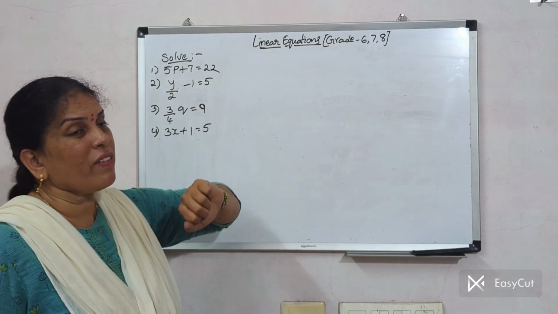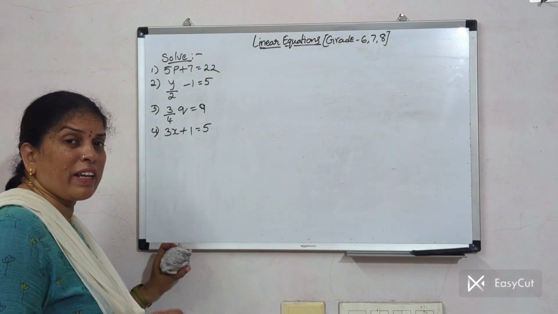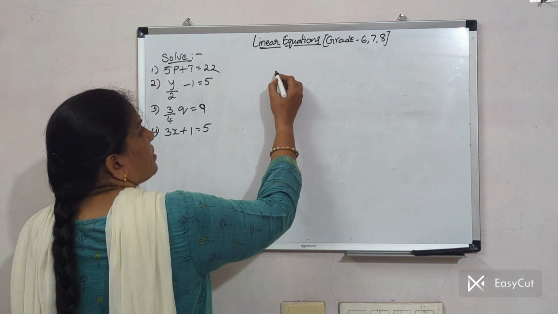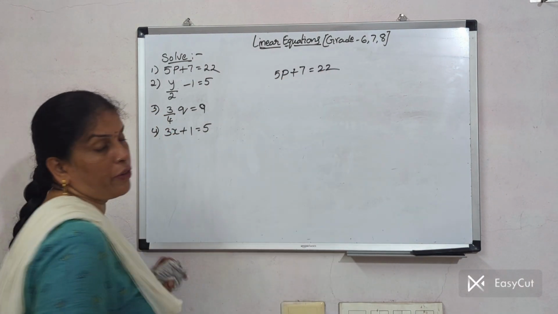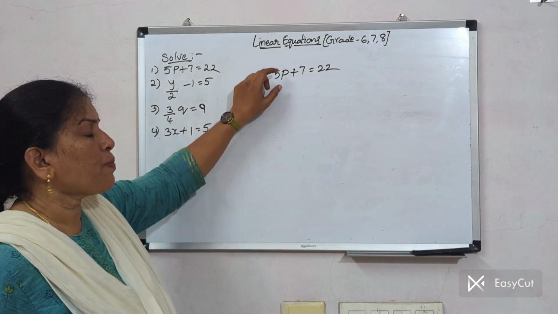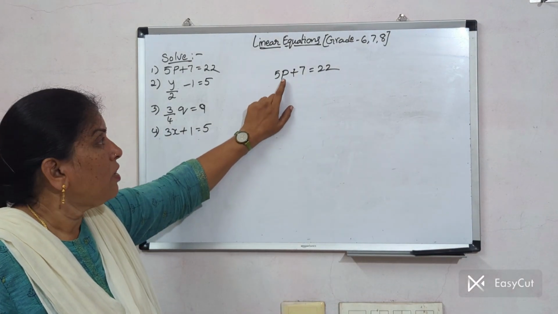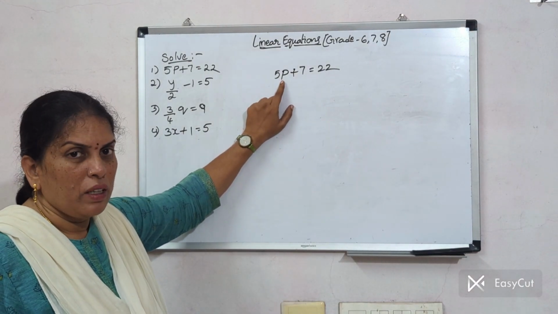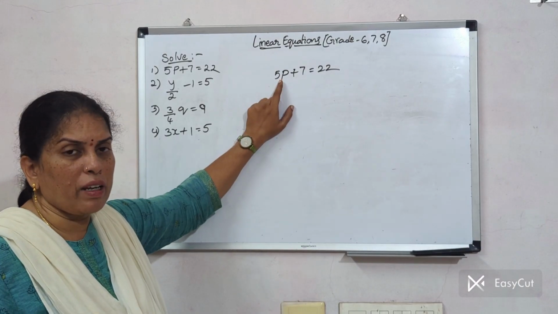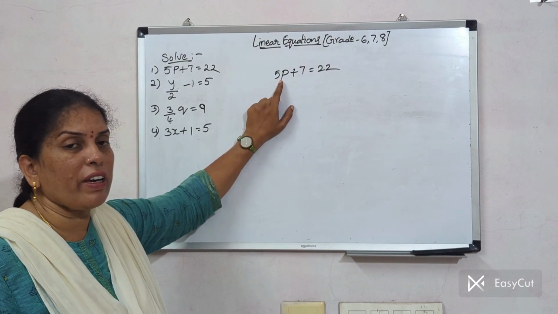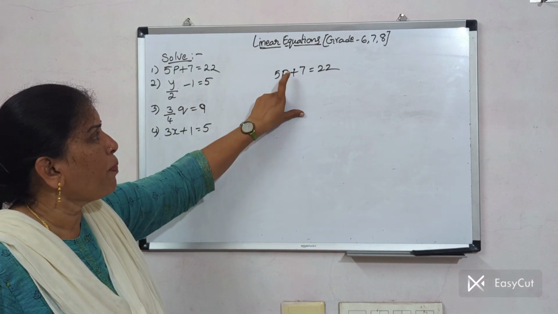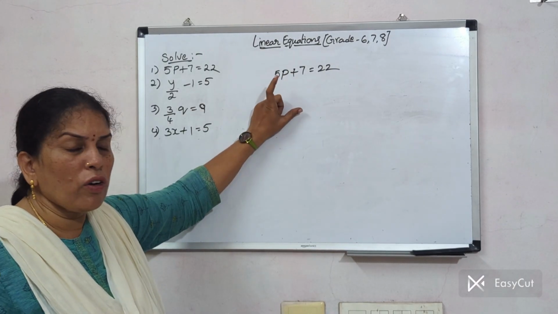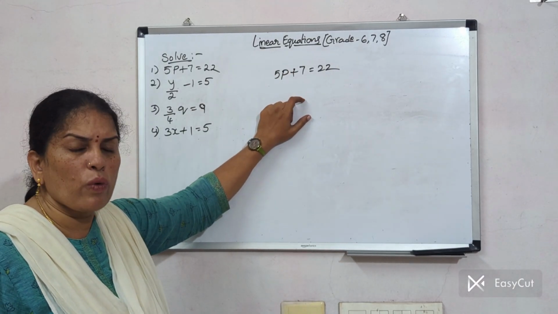What is a linear equation? If the given equation, see here, I am writing the given equation 5p is equal to 22. Here what is the variable? P is the variable. If the power of the variable or exponent of the variable is 1, exponent is power. What is the power of p here? P to the power of 1 only, nothing is there, means we must think it as 1.